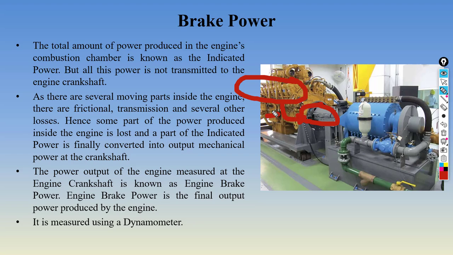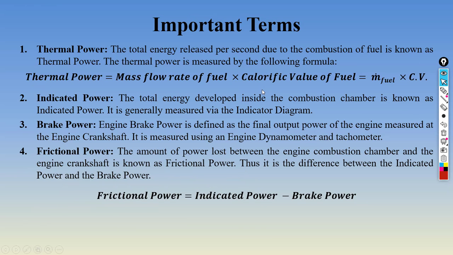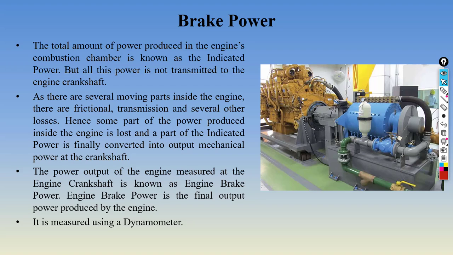Whatever amount of power is lost is known as friction power. What is friction power? Friction power is the amount of power which is lost between the cylinder and the crankshaft. And whatever is the final output power from the engine crankshaft is known as the brake power. As an engineer, if you are developing the car part of your vehicle, you are not developing the engine. If you are only developing the car part, then you are only interested in the brake power of the engine. How much power is produced by the engine? What is the final output of the engine? So brake power is the final output power of the engine, which is measured at the crankshaft.